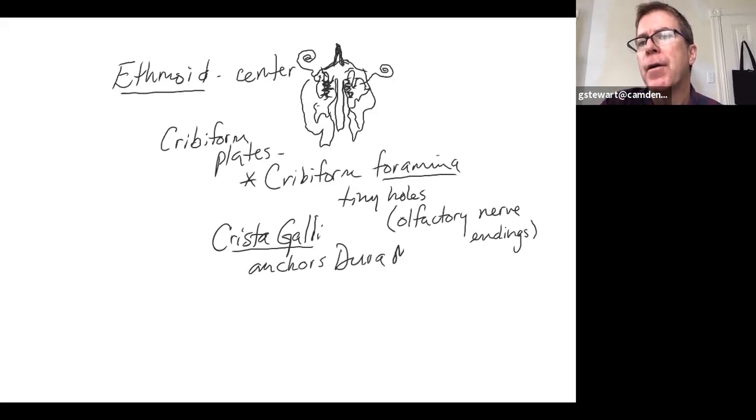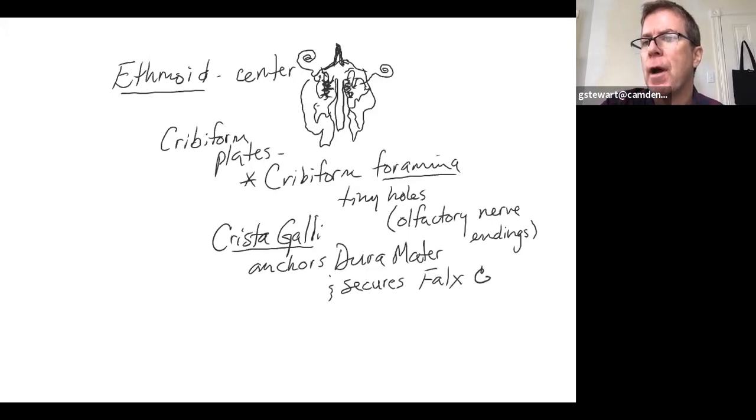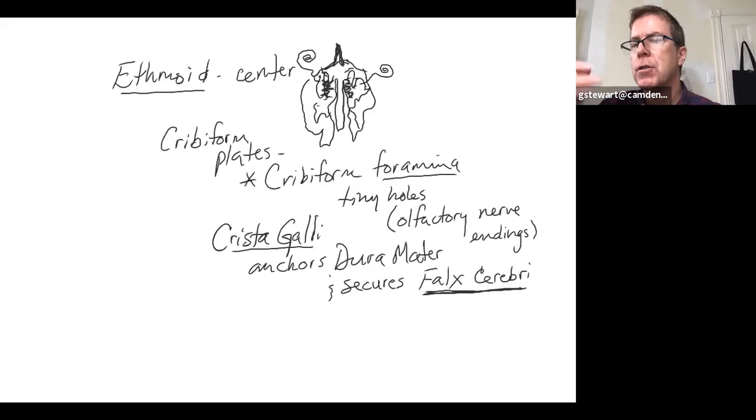the dura mater, which is the outer covering, fibrous connective tissue covering on the outside of the brain, and it also secures connective tissue from the falx cerebri. Don't worry about it. Just recognize that the crista galli anchors this. You don't have to worry about what this is yet. It's connective tissue that runs down the division of the left and right cerebral hemispheres.